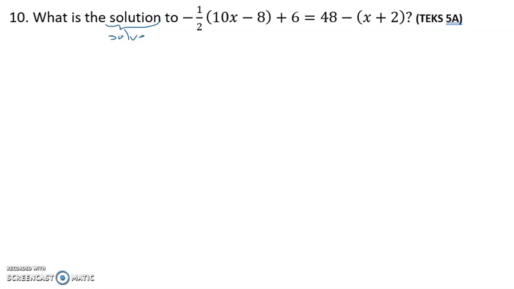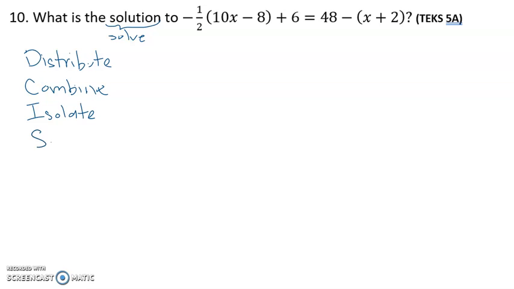this equation. Okay, so immediately I'm telling myself what's the process. I know I have to distribute, then combine like terms, then isolate, and then solve. Okay, so there's my process. So here we go. Okay, I look on the left side.